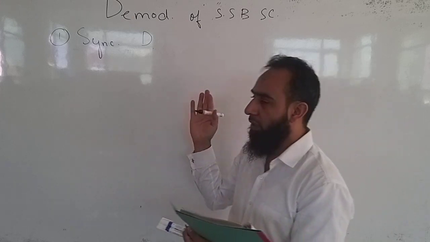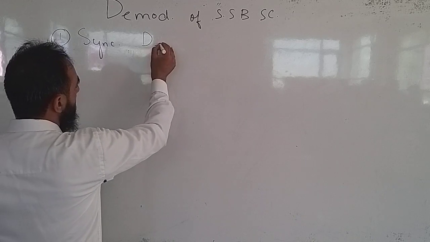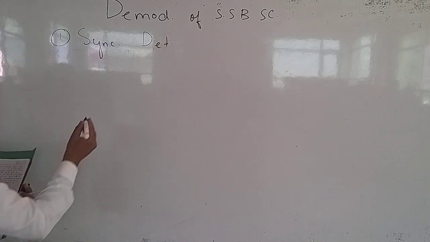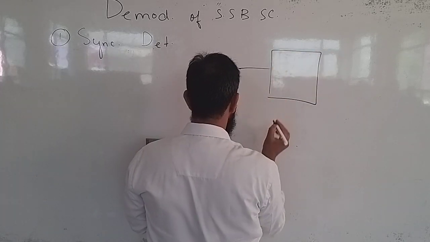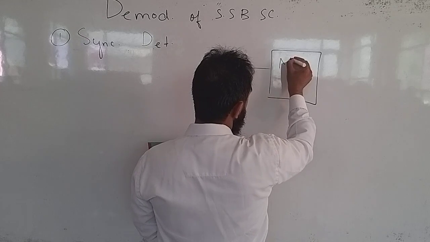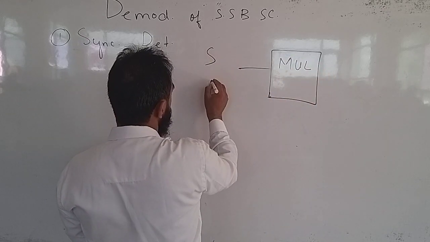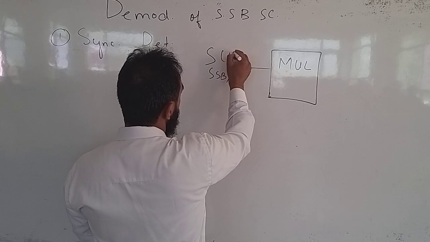And here we have only one as of now. We will go with synchronous detection for SSB-SC. First thing first, we have our block diagram that we can use for demodulation. This is a multiplier block. Input to this is S of SSB-SC of t.